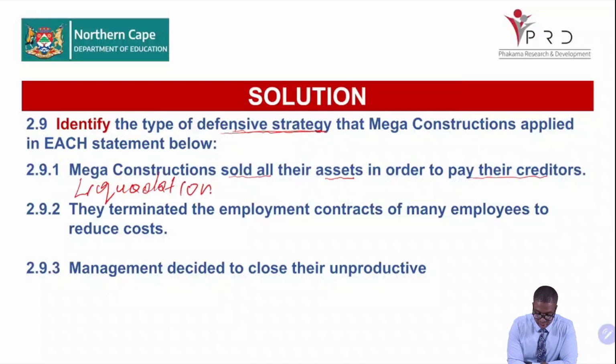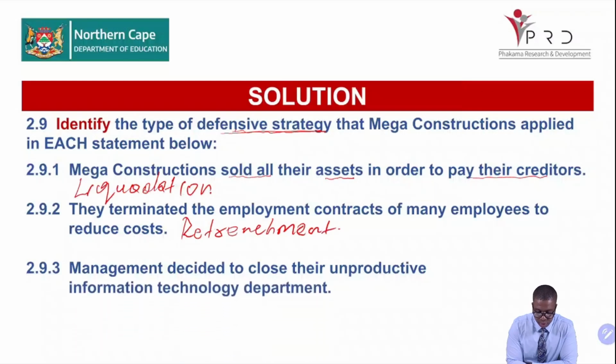They terminated the employment contract of many employees to reduce their cost. That type of defensive strategy is called retrenchment. Then, management decided to close their unproductive information communication department, which is what now? This would be applicable to divestiture.